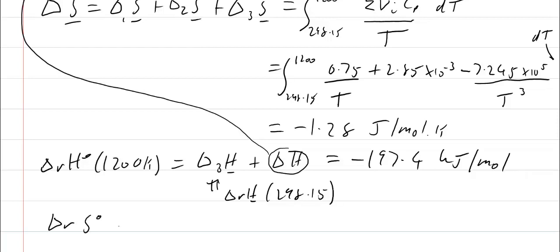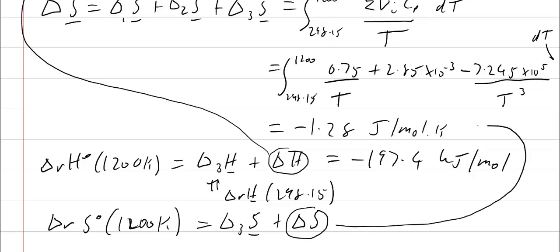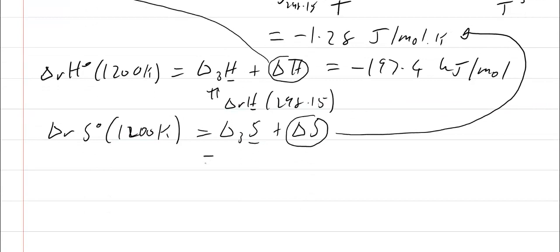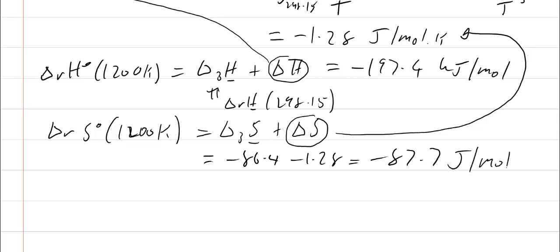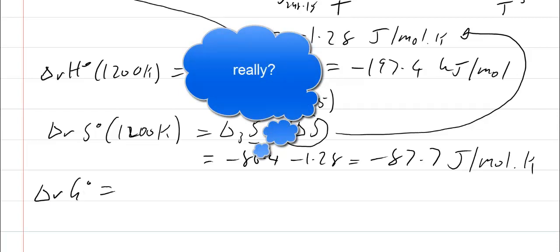Similarly, for the entropy of reaction at 1200 Kelvin, we have the same step for the entropy, plus the entropy that we just calculated for all those heating steps. When we do that, we get minus 86.4 minus 1.28, which is approximately minus 87.7 joules per mole Kelvin. So again, a very small change in the entropy. Since we've had a very small change in the entropy and a very small change in the enthalpy, we'd expect a very small change in the Gibbs free energy of reaction.